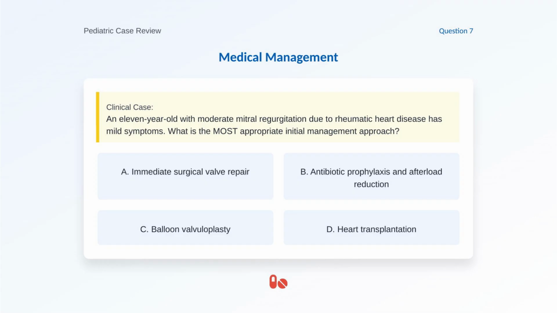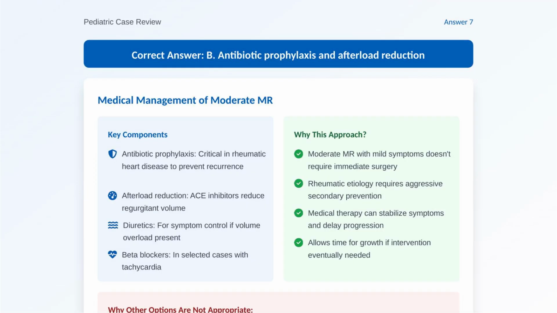To determine the correct answer, consider the standard management guidelines for moderate mitral regurgitation in children, particularly in the context of rheumatic heart disease. Factors to consider include the severity of symptoms, the underlying etiology, the potential for disease progression, and the risks and benefits of various treatment modalities. Also consider the appropriate timing for intervention versus initial medical management in this clinical scenario. The correct answer is B. Antibiotic prophylaxis and afterload reduction.